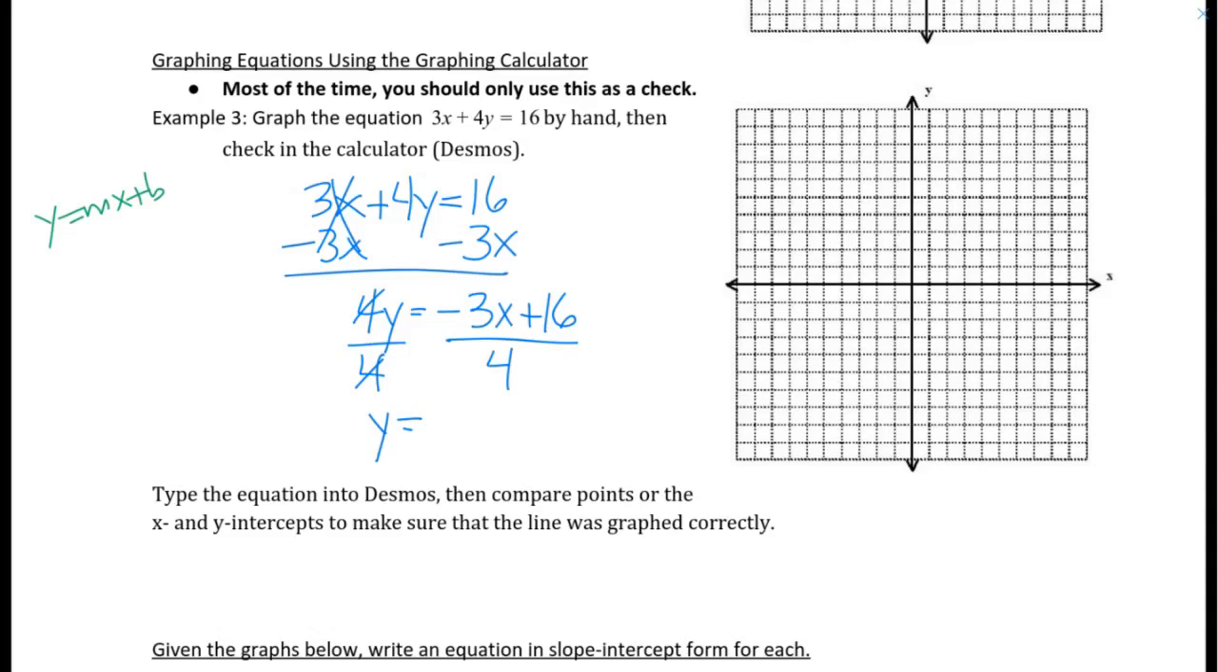So negative 3 divided by 4 will not divide nicely, so we're just going to go ahead and leave that as a fraction of negative 3/4. And then we need our x there as well. And then we have 16 divided by 4, which would give us 4.